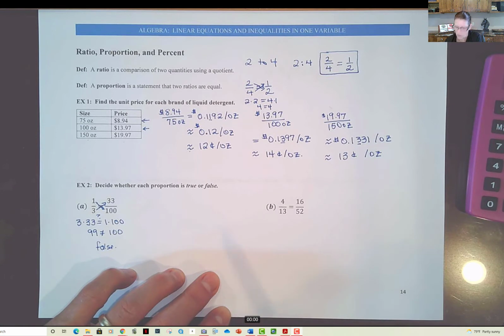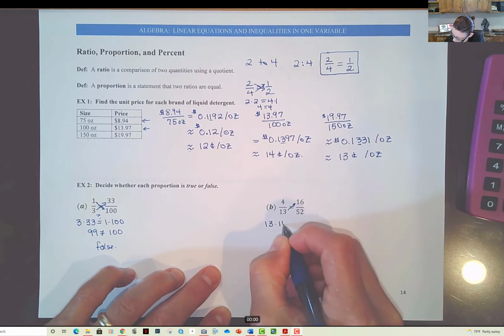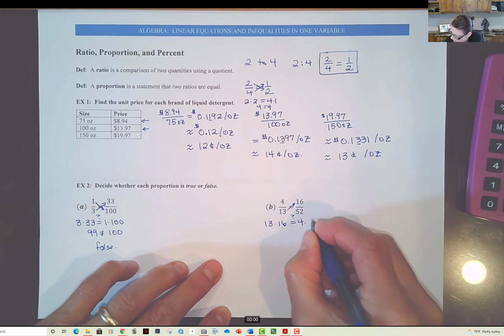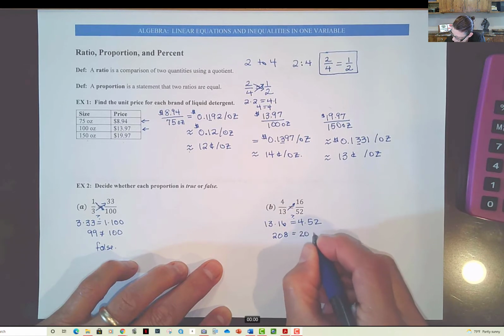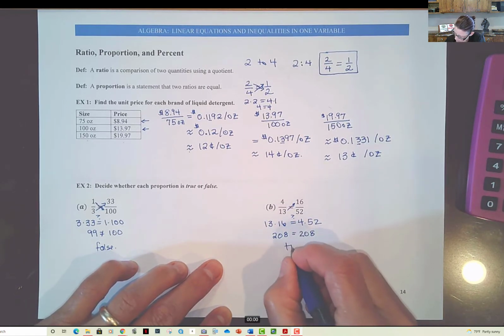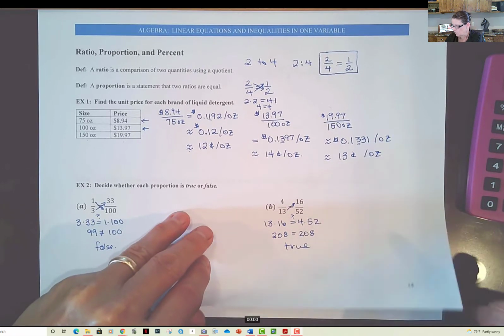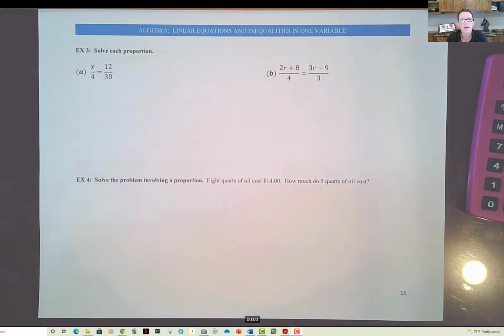Okay? But let's also go ahead and check our cross products. Go ahead and multiply 13 times 16. And let's see if that is equal to 4 times 52. And in both cases, I believe you're going to see the value 208. Okay, that is a true statement, and this proportion is true as well. So if a proportion is a true statement, the cross products are equal. And we're going to use that fact as we solve proportions.